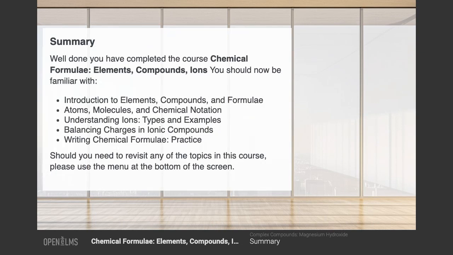Summary. Well done, you have completed the course, Chemical Formulae. Elements, compounds, ions. You should now be familiar with Introduction to Elements, Compounds, and Formulae. Atoms, molecules, and chemical notation. Understanding ions, types and examples. Balancing charges in ionic compounds. Writing chemical formulae. Practice. Should you need to revisit any of the topics in this course, please use the menu at the bottom of the screen.